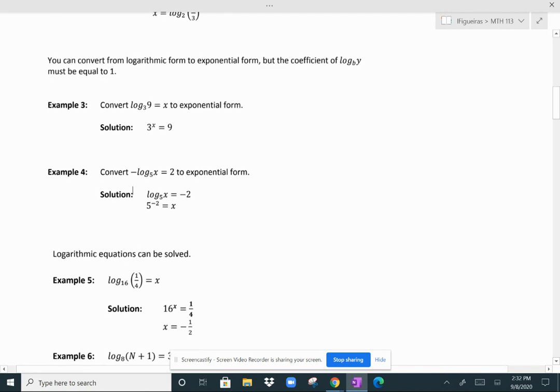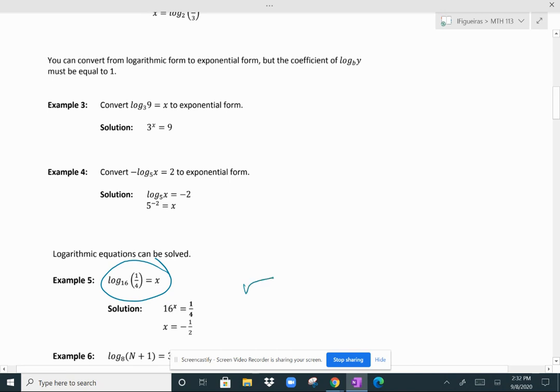So we can solve these. Suppose I wanted to solve this for x. It helps to be able to write it as an exponential expression. So this means the same as 16 to the x equals 1/4. All right, so how would that occur? What value would x need to be in order for this to equal 1/4?